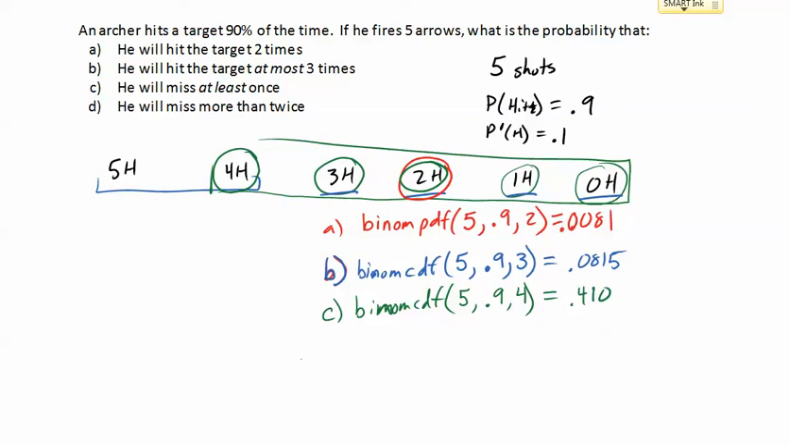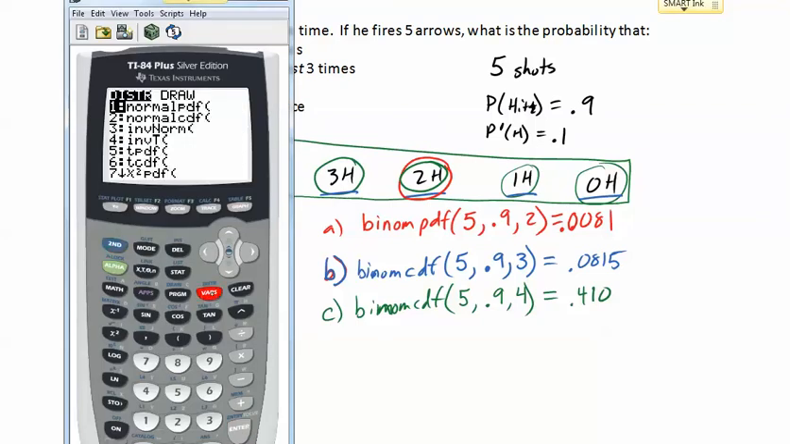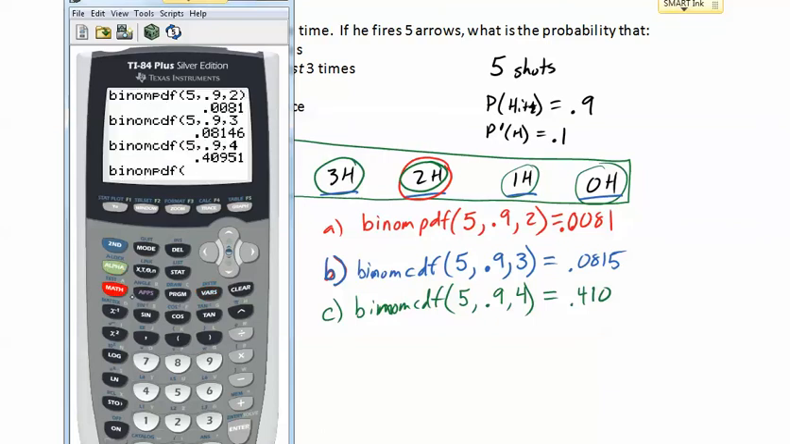Now the other way that you could have done this, obviously, is to calculate the probability of hitting 5 times in a row. Because if he hits 5 times in a row, then he didn't miss at least once. So let's calculate that. So now we're looking for a specific probability. So I'm going to go second distribution, and I'm going to go alpha A because I want a specific probability.